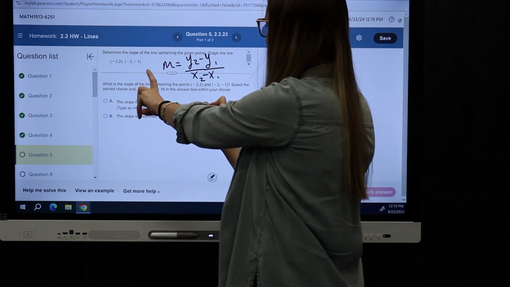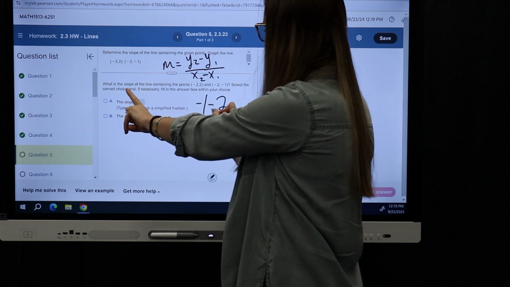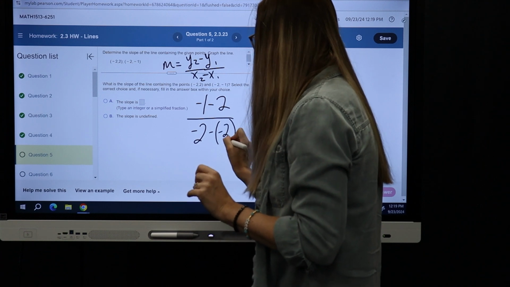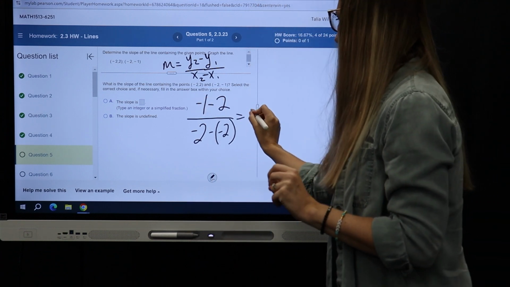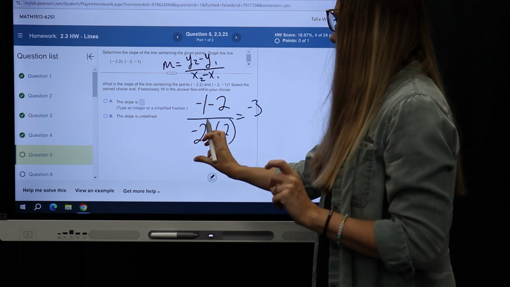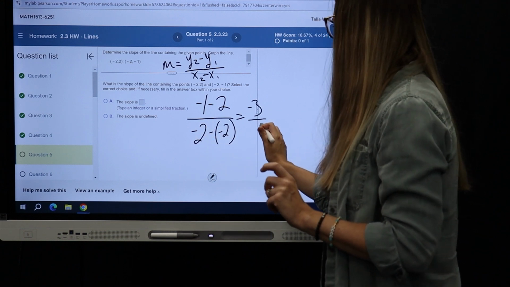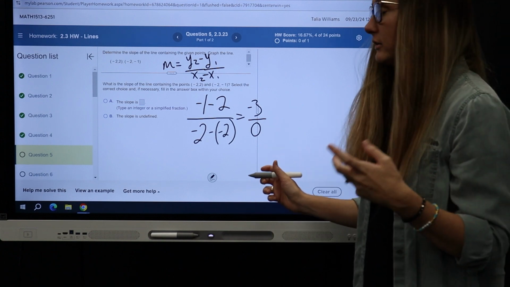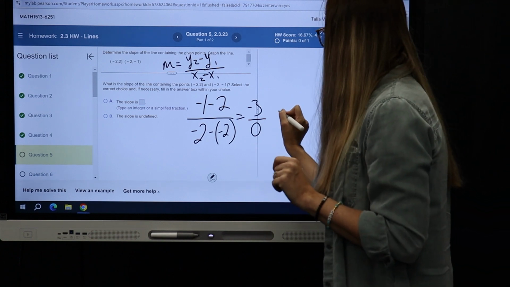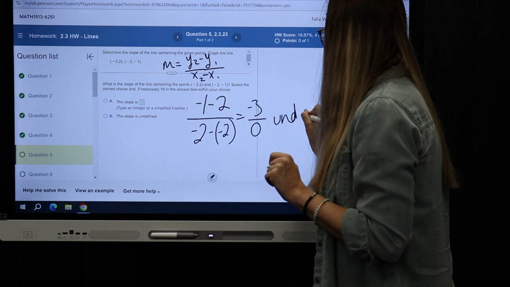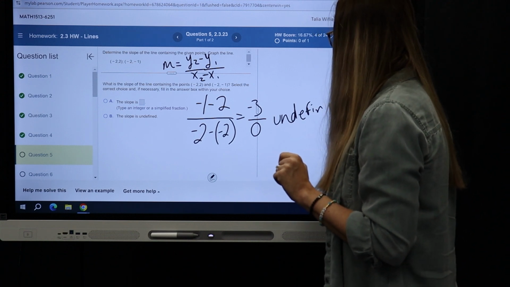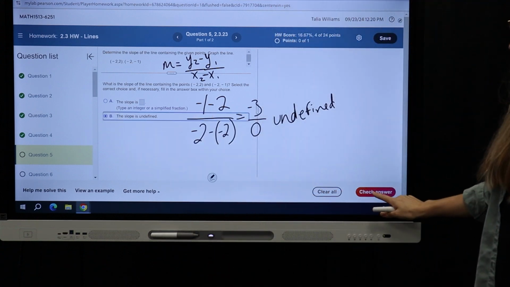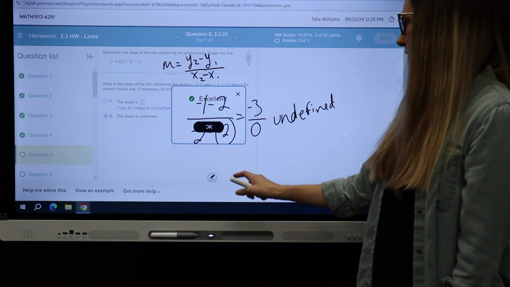So our y values, we have -1 subtract 2 over -2 subtract -2. -1 subtract 2 would be -3. -2 plus 2 would be 0. I cannot divide by nothing. 0 cannot be on the bottom of a fraction. This is undefined. So when 0's on the bottom, it's undefined.